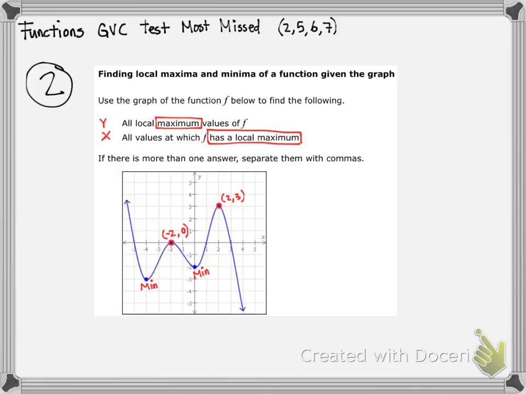The y values for our maximums are 0 and 3, and then the x values of our maximums are -2 and +2.